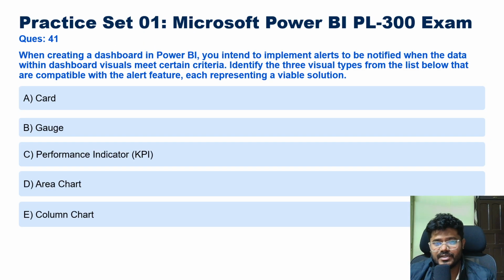So the question says, when creating a dashboard in Power BI, you intend to implement alerts to be notified when the data within dashboard visuals meets certain criteria. Identify the three visual types from the list below that are compatible with the alert feature, each representing a viable solution. Your options are A card, B gauge, C performance indicator, D area chart, E column chart. So you have to identify three visual types out of the five options. It is a multiple choice question, so you can take your time.